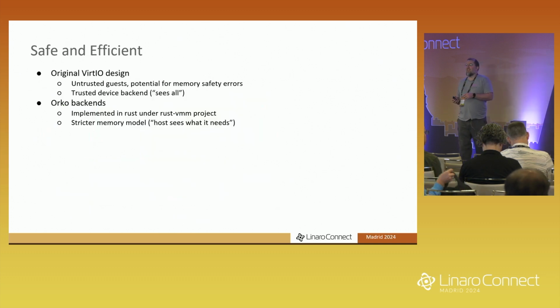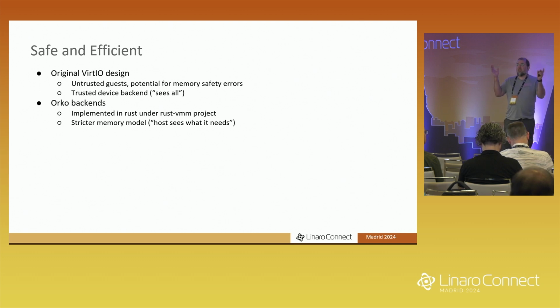Safe and efficient. So the original VirtIO design was very much based on the Linux KVM model, as I mentioned before. You have untrusted guests. You're dealing with quite a lot of guest data, so there is a potential for memory safety errors. And the device backend running in the host domain sees everything about the guests. Okay, you basically have to trust it for everything.